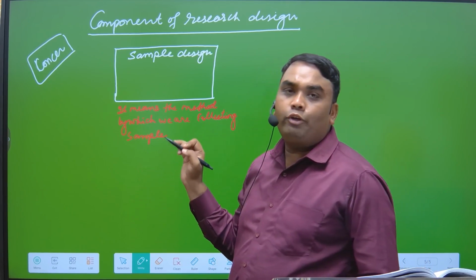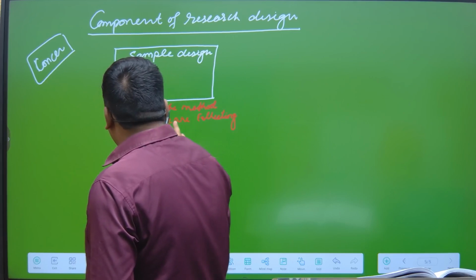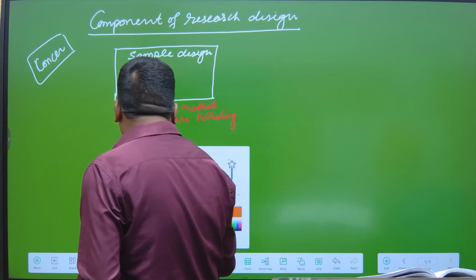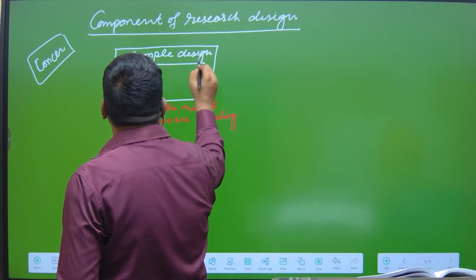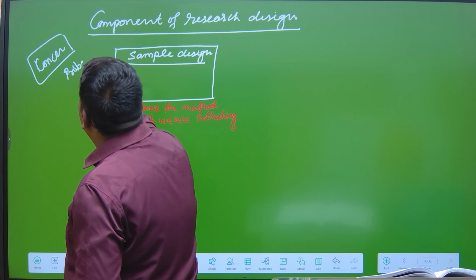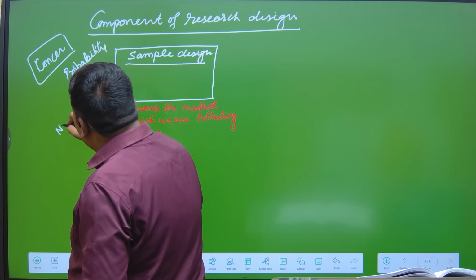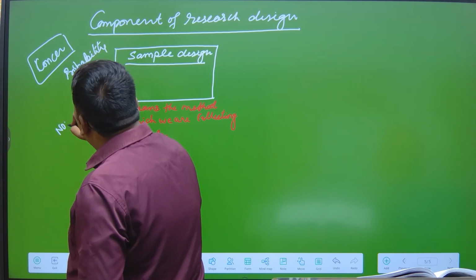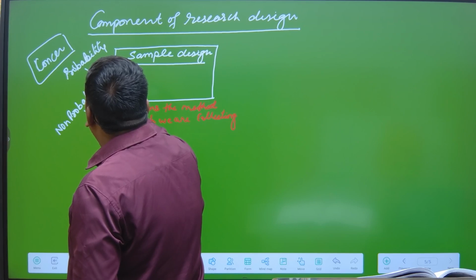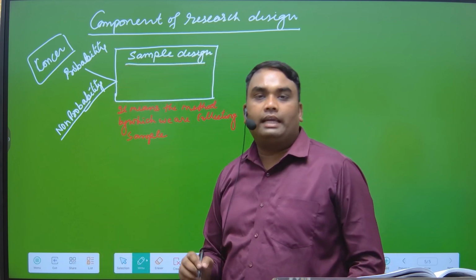So initially, if you are going to conduct any research design and you are using samples, sample designs may be broadly two. One is based on probability, and the second is non-probability. So probability and non-probability, these are the two main sampling designs that may be used by any researcher.